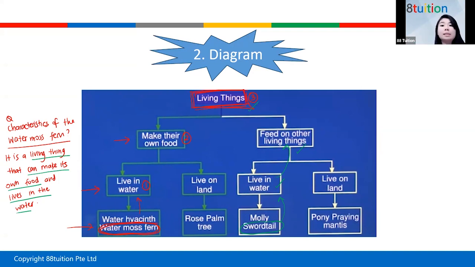So this second way to classify things is using a diagram. It branches downwards. As I move further down the diagram, I get more information or more characteristics of the object, the animal, or the living thing, sorry.